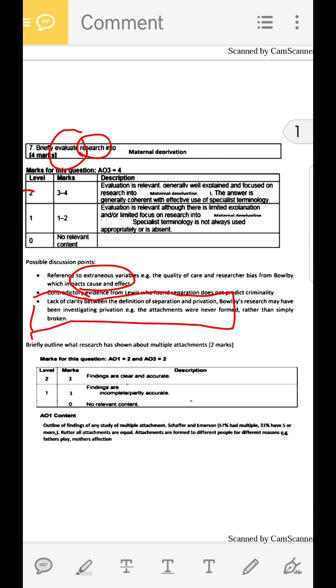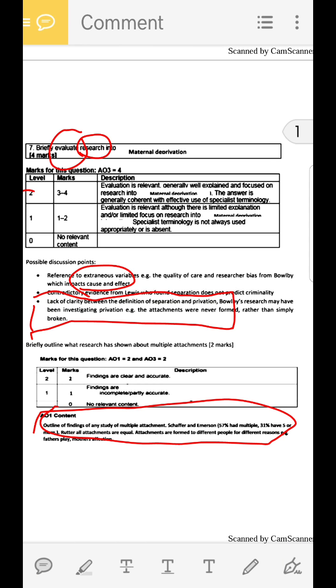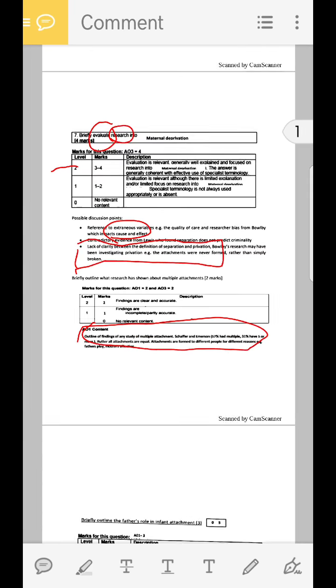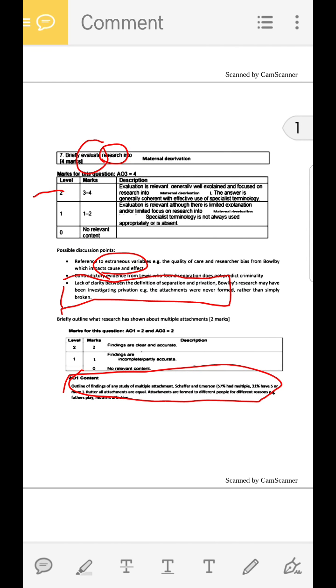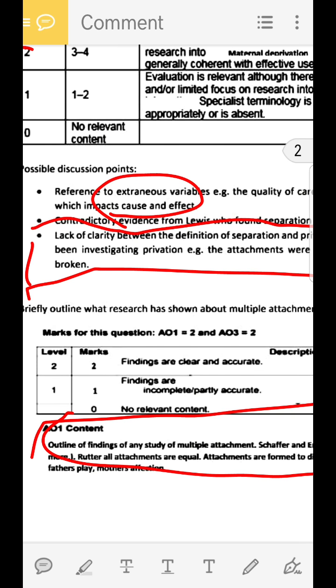So the question was, briefly outline what research has shown about multiple attachments, and it was one of the better answered questions, I would say. A lot of you were really, really confident in terms of using findings. You can see down here, the findings that we were expecting were from Schaffer and Emerson, and a lot of people gave correct and accurate percentages. So for that reason, you can see they were going to get 2 out of 2.